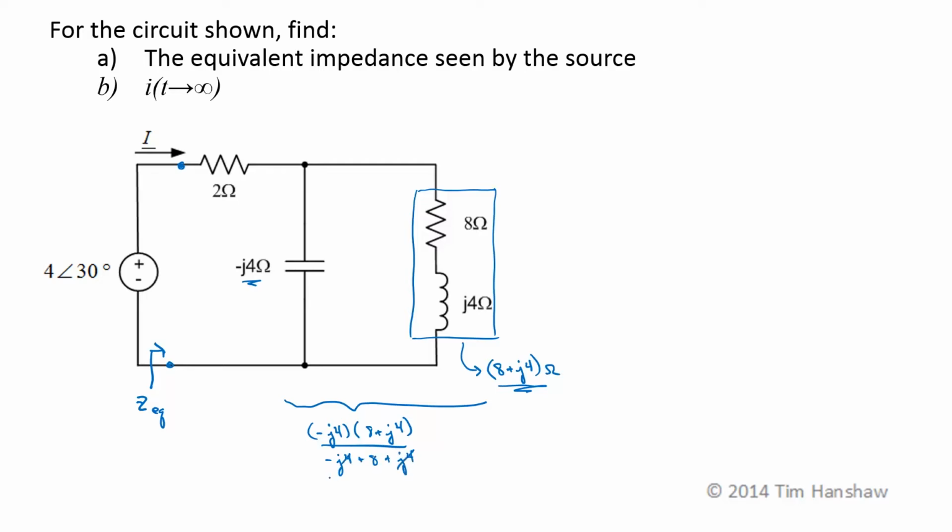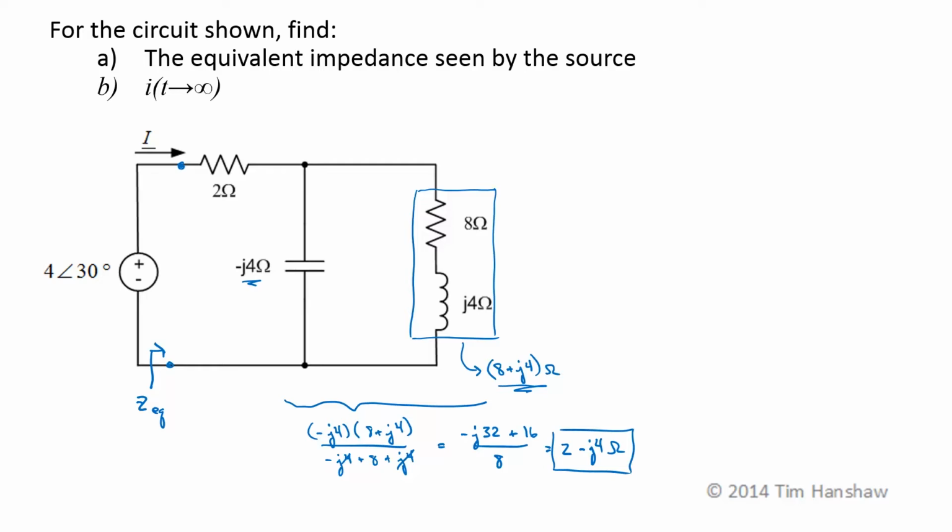The j4's in this denominator cancel, which makes the problem really easy to do even in rectangular coordinates, although normally I do division in polar coordinates. So this becomes minus j4 times 8, which is going to be minus j32, plus j4 times j4, which is going to be negative 16, with a minus sign, so plus 16, ohms over 8. So this becomes 2 minus j4 ohms.